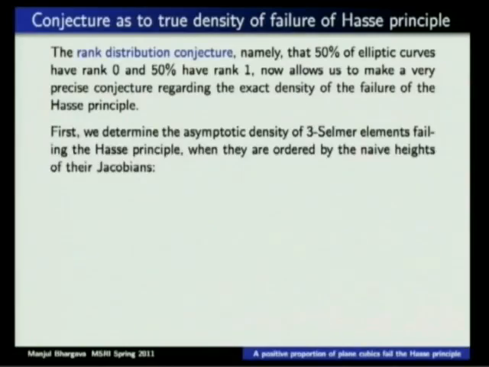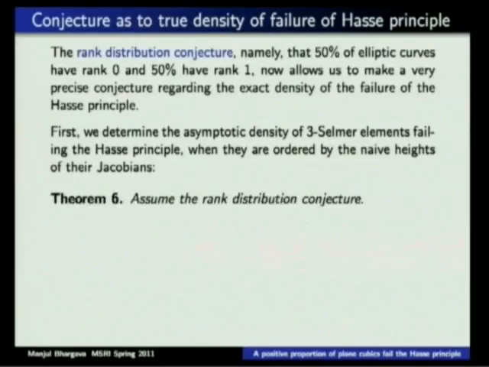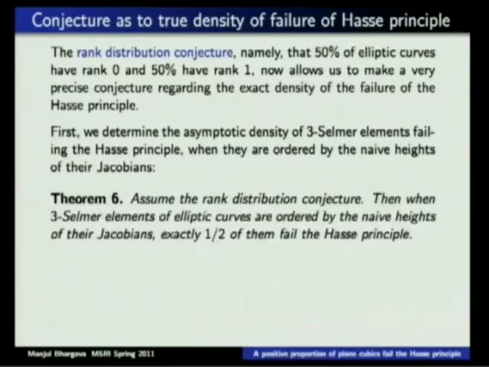And so the way that goes, you proceed in the same way that we did, but now we can make precise what proportion of 3-Selmer elements will be failing the Hasse principle when you order those 3-Selmer elements by the naive heights of their Jacobians. So the theorem is, assume the rank distribution conjecture. Then what proportion of 3-Selmer elements, when you order them by the heights of their Jacobians, will fail the Hasse principle? Well, I claim the answer is 1/2. So 1/2 of all 3-Selmer elements will fail the Hasse principle.